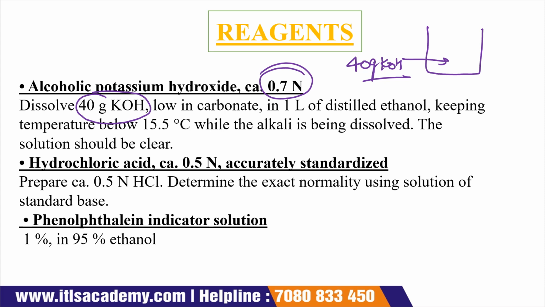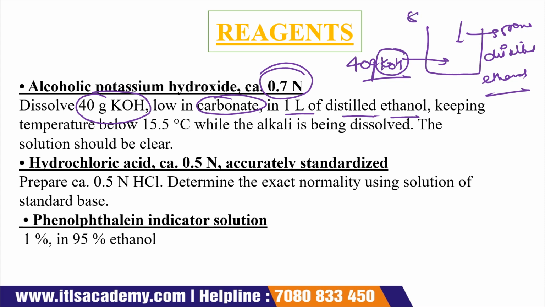This potassium hydroxide should be low in carbonate. Then we add 1 liter of distilled ethanol. So first of all, we add 500 ml of distilled ethanol. When this KOH is totally dissolved, then the remaining 500 ml of distilled ethanol will be added. The temperature should be below 15.5 degrees Celsius while the alkali is being dissolved. Then the solution should be clear.